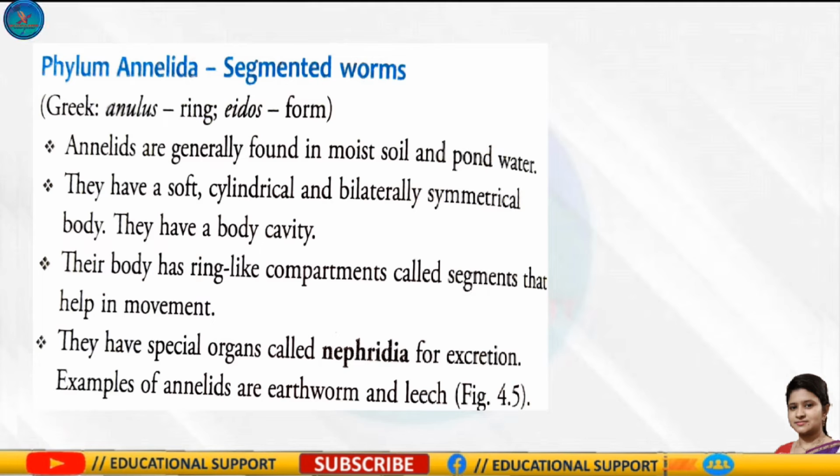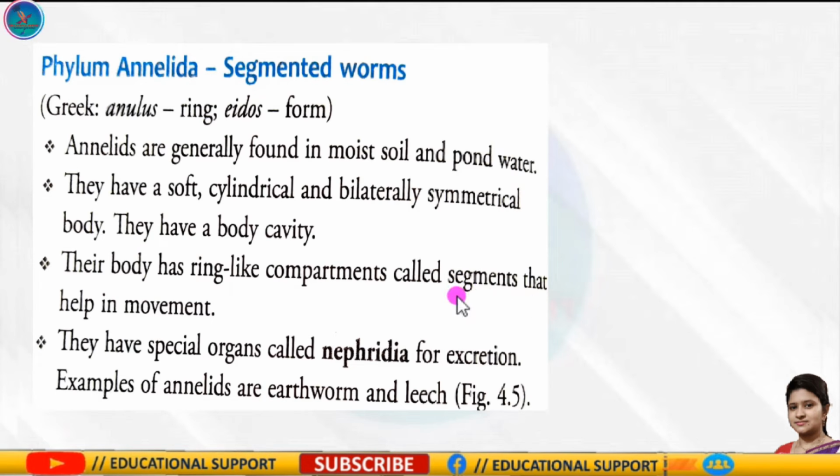So first is phylum Annelida. Phylum Annelida means segmented worms. Annulus is the ring and eidos means form. So annelids are generally found where? In moist soil and pond water. They have a soft, cylindrical and bilaterally symmetrical body. They have a body cavity. Their body has ring-like compartments called segments.